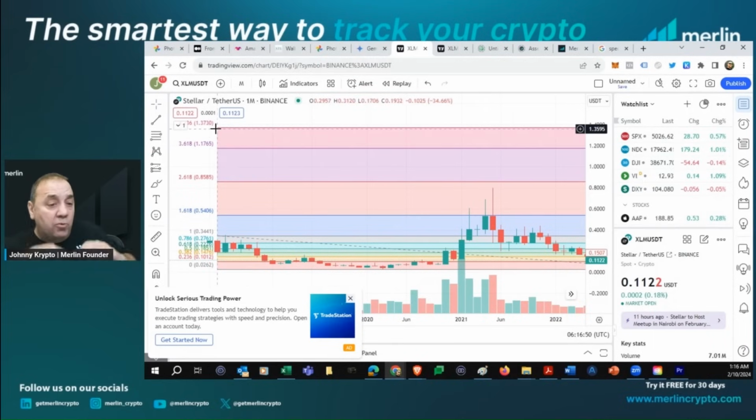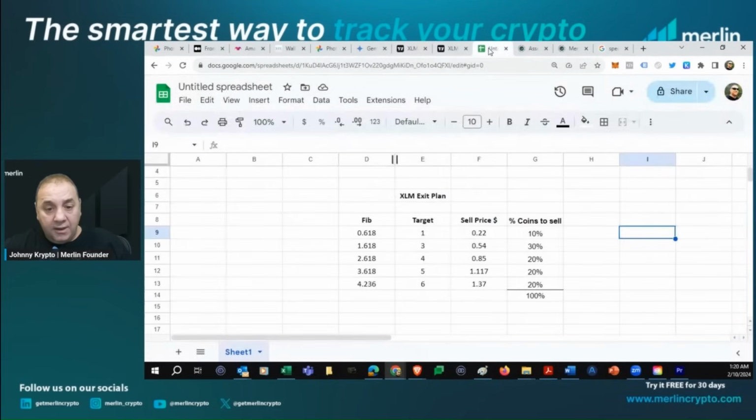What we want to do is take note of those levels and capture them and write those down in the spreadsheet. So you'll see here I've created a spreadsheet, and I've got my XLM exit plan. I've listed the Fibonacci levels that I told you about, the 0.618 all the way down to the 4.26. So we've listed these targets, and we've listed the price point for each one of those targets, okay? So that's how we determine the actual price point.